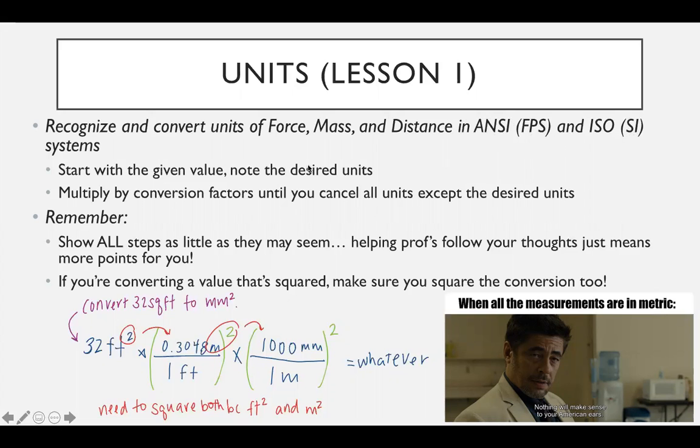So regardless of what you actually have to do in the problem, you're always going to have a given value. It'll be converting from, as an example, 32 square feet to millimeters squared. So your given is the 32 square feet, and the desired units are millimeters squared. To get from one to the other, you're going to have conversion factors.